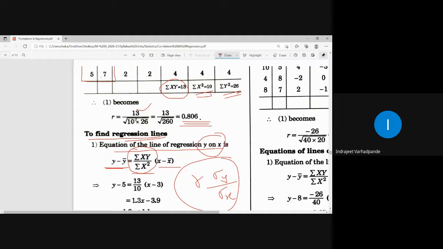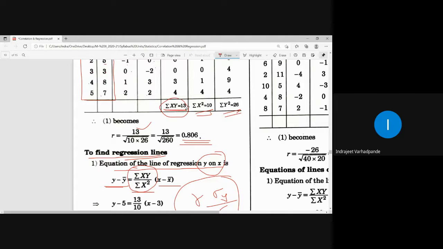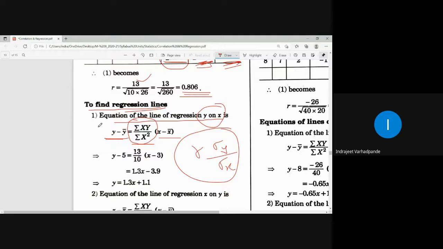Here in this case, I have the values of summation xy, summation x square, and summation y square. So intentionally I will be going ahead with the formula for line of regression y on x as y minus y bar is equal to summation xy upon summation x square multiplied by x minus x bar. Now all the values are available.